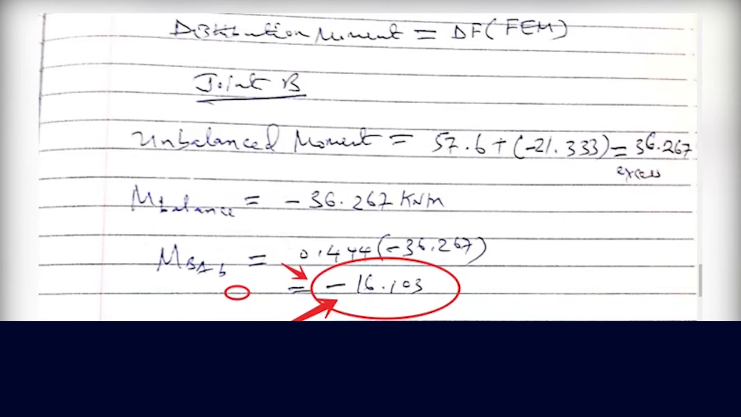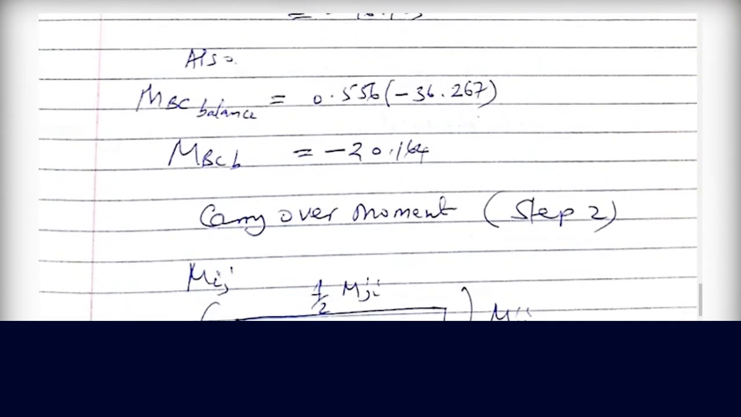So what will happen for the right one? For the right one, you take the distribution factor for member BC and multiply it by the unbalanced moment, in order to have equilibrium, which is about negative 36.27. So once you calculate for the right one also, you shall get a value of about negative 20.164. Now this value should be carried over, and this is the second step.